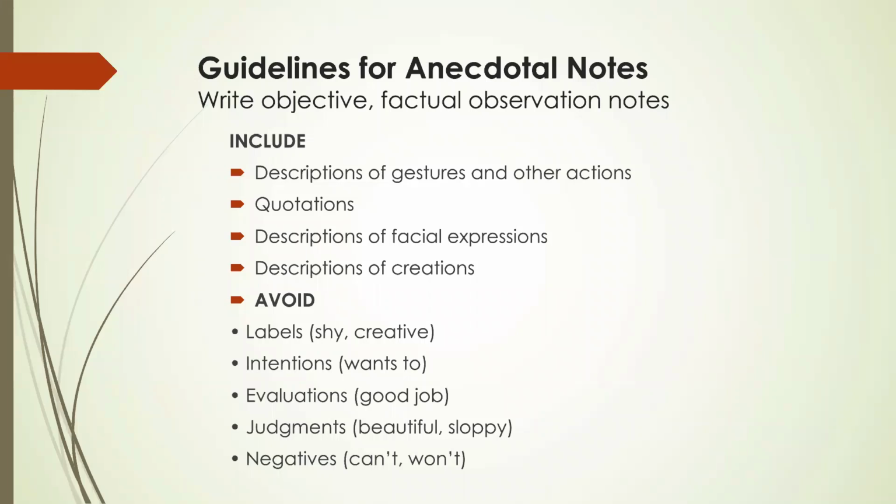When you're writing your anecdotal notes, be sure to stay objective and factual. That means include descriptions of gestures or actions. You can include what the children say, descriptions of their facial expressions, or creations they've made. Be sure to avoid using labels, guessing what the child's intentions were, evaluating them, judgments, and negativities.